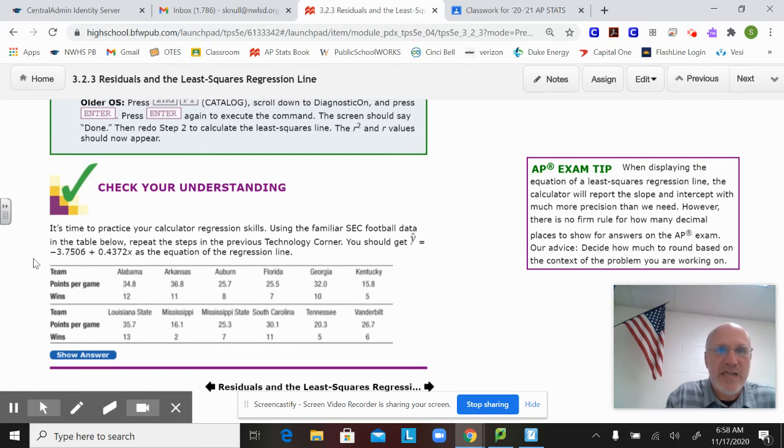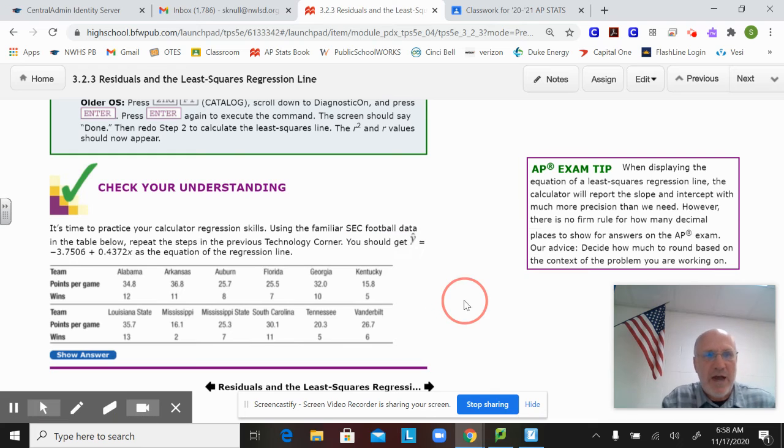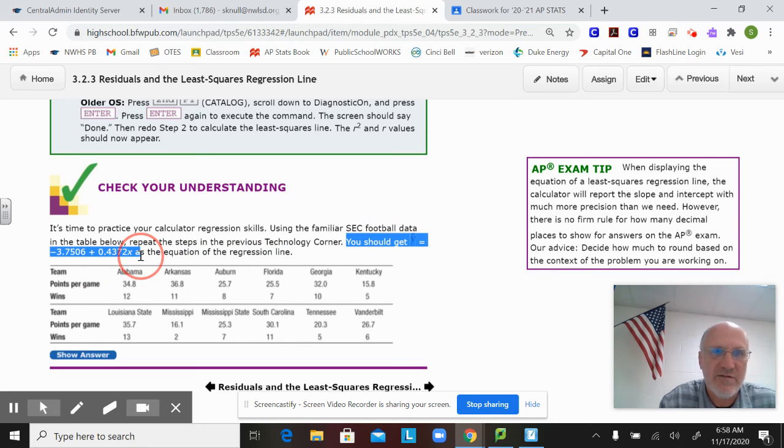It says it's time to practice using the familiar SEC football data. That data showed up, I think, back in section 3.1. So for the 12 SEC schools, we've got how many points per game they scored, and how many wins they had. And we are trying to find the best fit line, the least squares regression line. Now you'll notice that they give us the answer. It says you should get y hat equals negative 3.7506 plus 0.4372x. Let's get that.